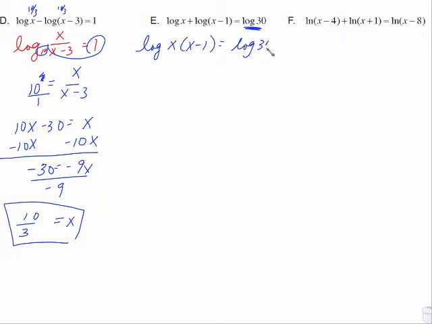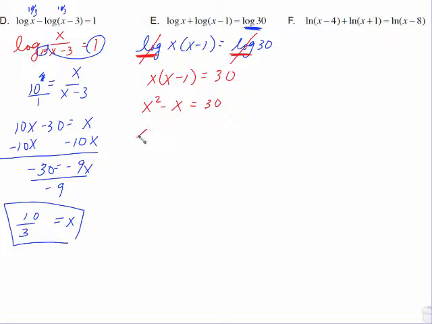This is pretty nice. If you have log written one time on each side like we have right here, we can just drop that off. So all we have is x times x minus 1 equals 30. So when you have log written one time on both sides, it's an easier problem to solve. Distribute the x is x squared minus x equals 30.